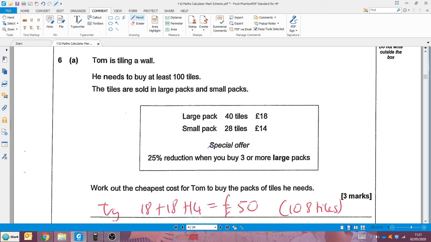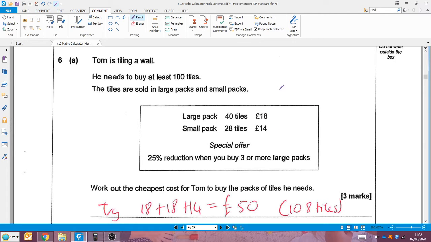Tom's building a wall. He wants to, obviously, that's his livelihood. It's the first problem-solving question that we've got involving a real-life situation. Again, this can't ever be taught. You just need to practice them when you stumble across them and do them. So large packs of tiles cost 18 quid for 40. Small packs cost 14 quid, so it's cheaper, but only get 28. Now here's the good thing. You get a 25% reduction if you buy 3 or more of the large ones. So I reckon that's going to come into play.